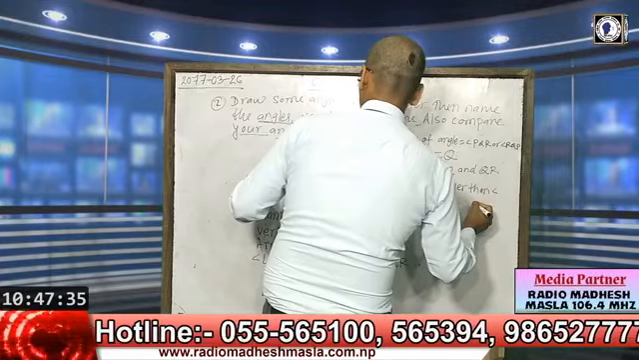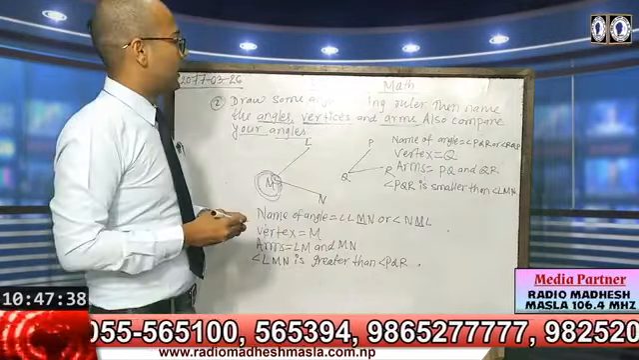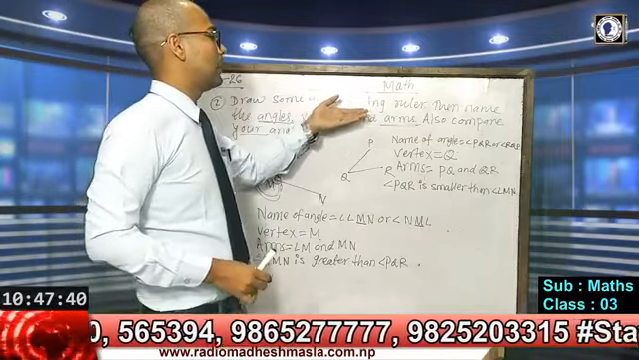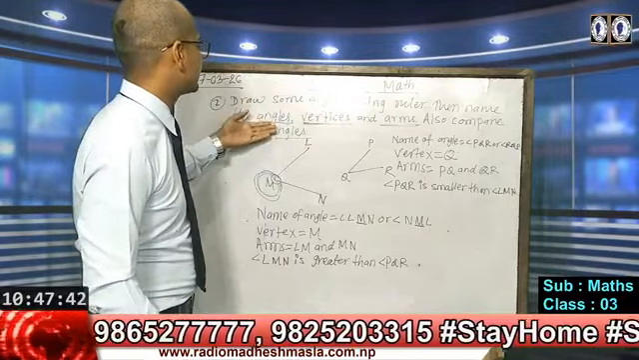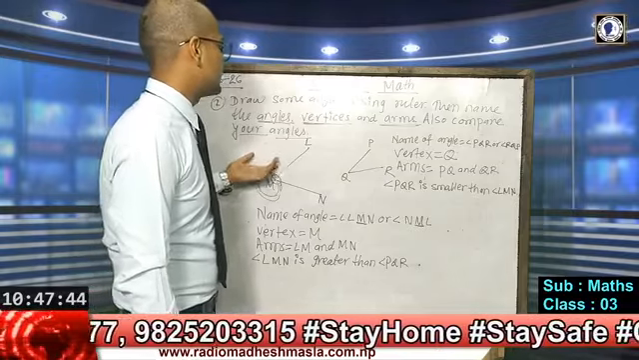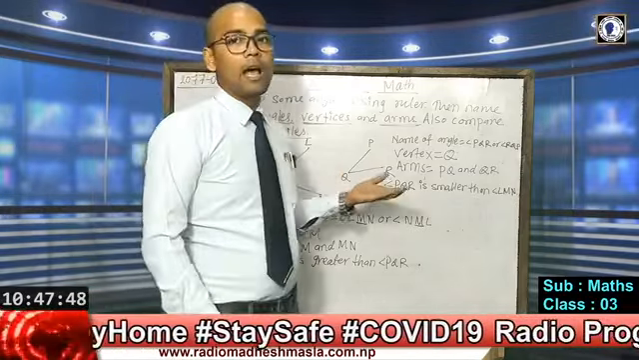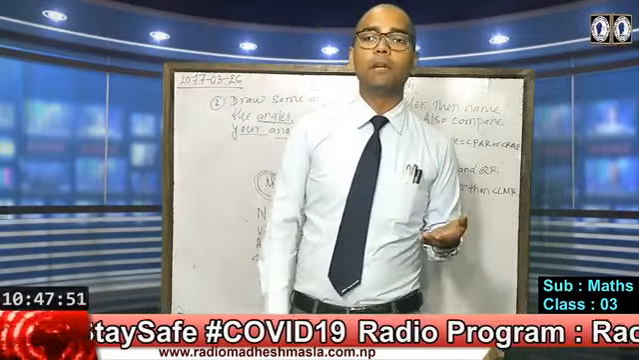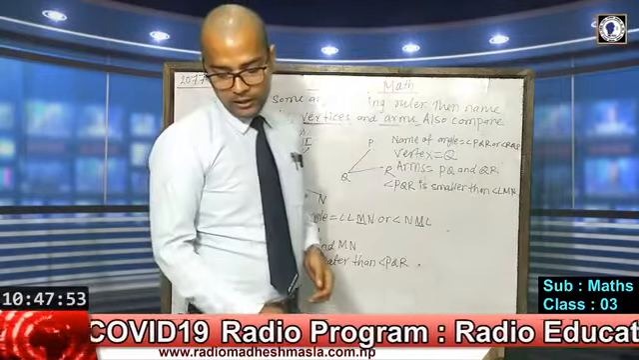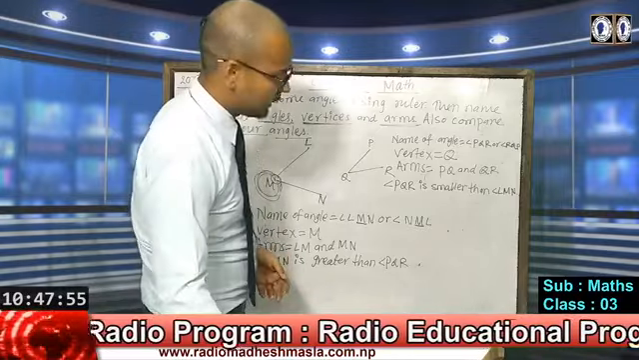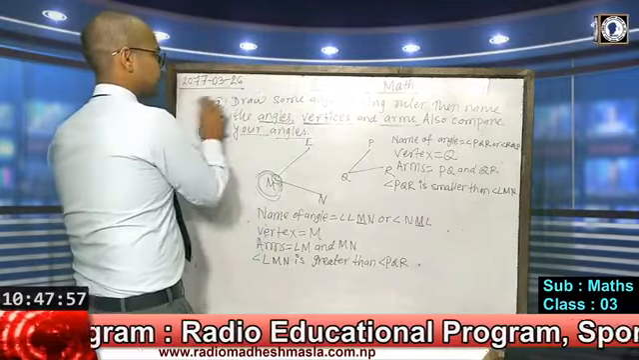By this way we can draw the angles by using rulers and give their names, their vertices and their arms, and also compare between them. Then let's go for the other questions, the third question.